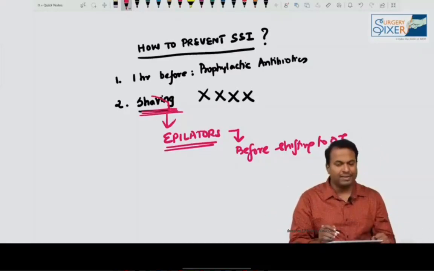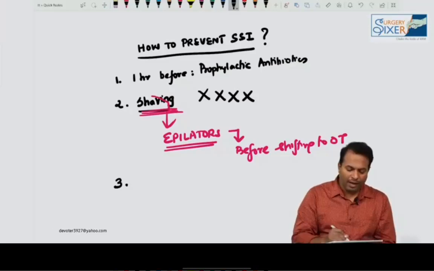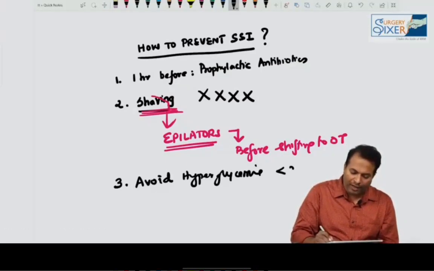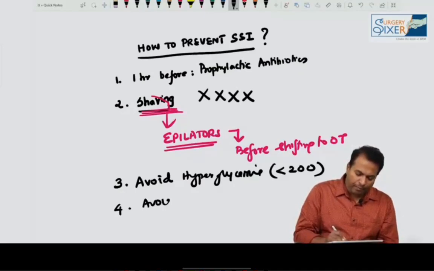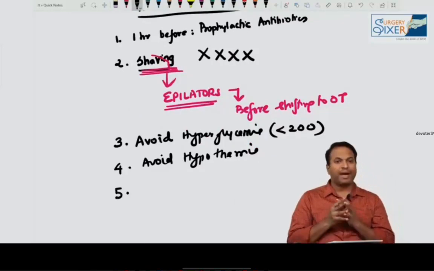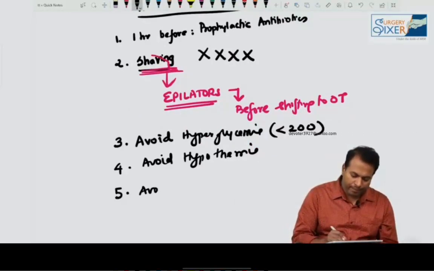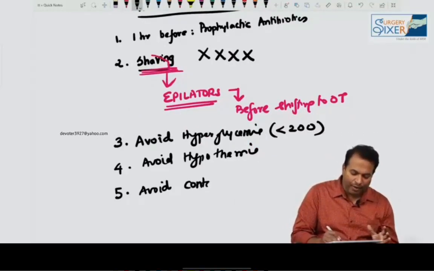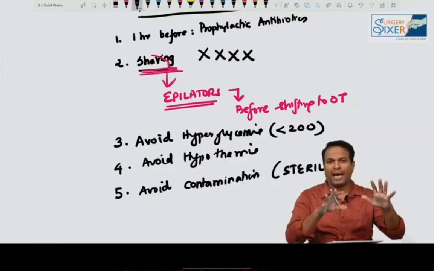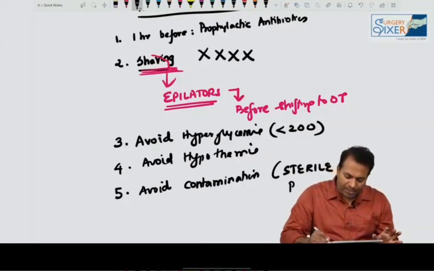If at all you use epilators or skin hair clippers, avoid shaving. During surgery, avoid hyperglycemia. The blood sugar should not go above 200; it should be less than 200. Avoid hypothermia also in the operation theatre. Avoid contamination. We have to follow proper sterile precautions, as I showed you how to wash, how to put on the apron without touching anything, and apply the gloves. Sterile precautions should be maintained in theatre.